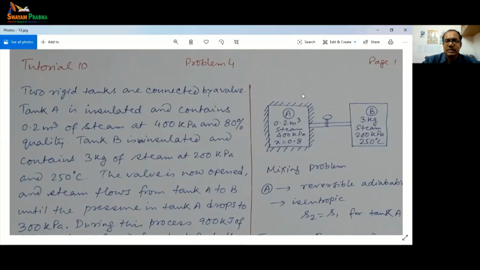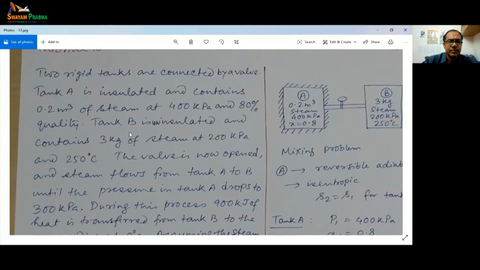You can see that these hatch lines are actually showing that the tank is insulated, and the condition is exactly specified in terms of quality of steam and the saturation pressure. Okay, and the volume is also given. So everything is given for tank A. Now tank B is uninsulated.